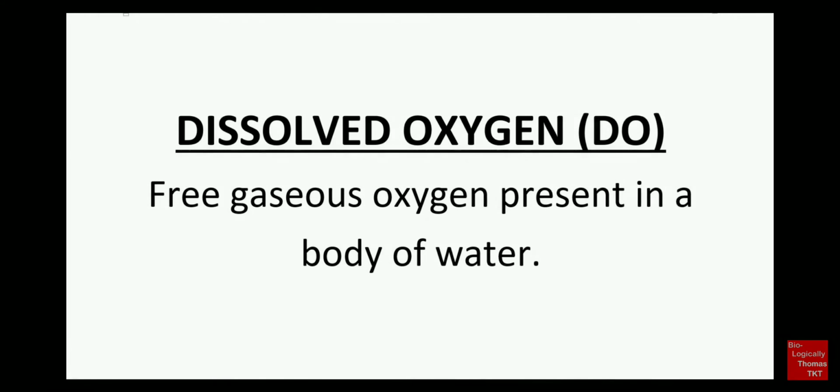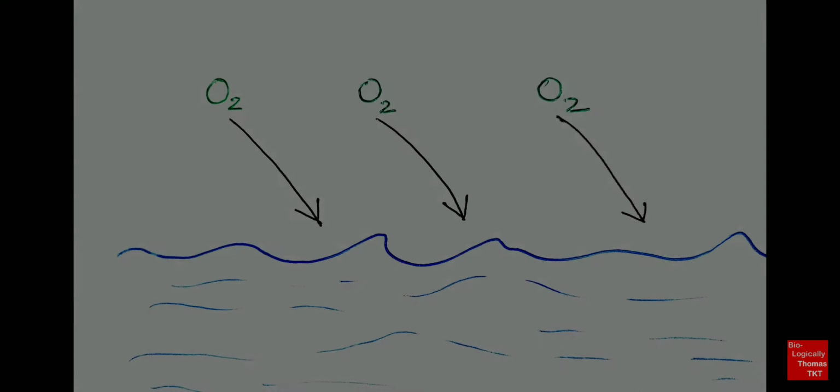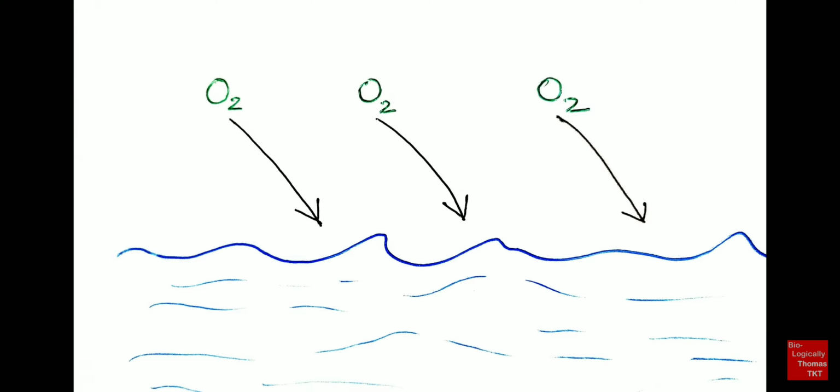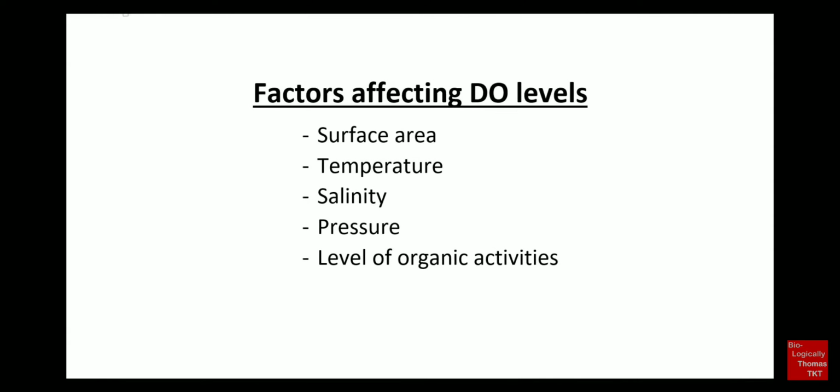DO is the amount of free gaseous oxygen present in a body of water. Oxygen from air is directly absorbed by direct diffusion and agitation of the water's surface by wind action and turbulences in the water. The amount of dissolved oxygen present in water depends on various factors such as surface area of the water exposed to air, temperature of the water body, salinity of the water, pressure changes, level of organic activities present within the water body such as photosynthesis, respiration, decomposition, etc.